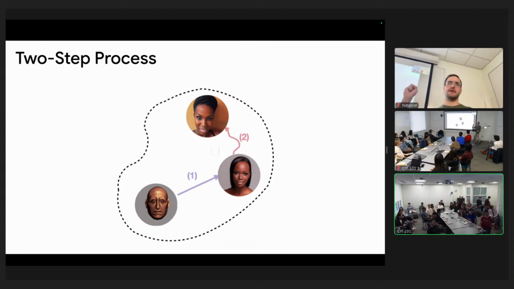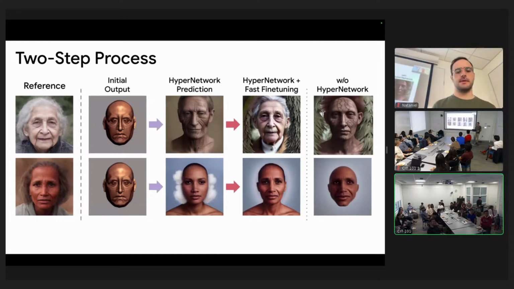So the beauty of using a hyper network for this is that after the first prediction, you can just fine tune a little bit more and get all the details. This is what HyperDreamBooth really does. Here are some examples. These are the reference inputs, and these are the initial outputs. After the first hyper network prediction, you can see a bit of an older lady here, and here it starts to look a little bit like the reference images.